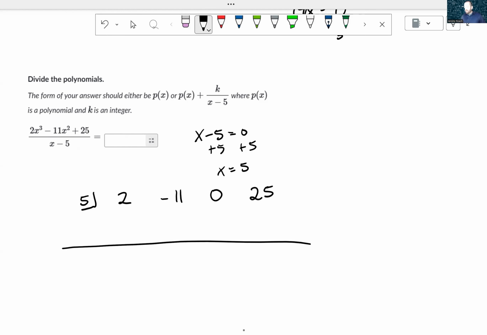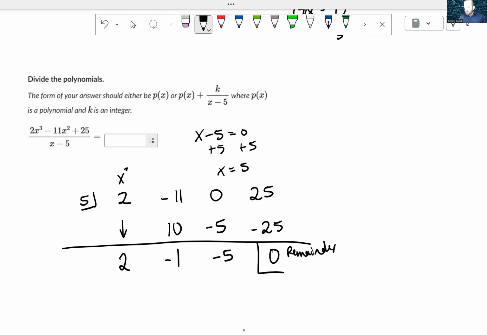I'm going to put a line underneath, bring the 2 down. 2 times 5 is 10. -11 plus 10 is -1. -1 times 5 is -5. 0 minus 5 is -5, and negative 5 times 5 is negative 25. 25 plus negative 25 or 25 minus 25 gives us 0, and this is our remainder.